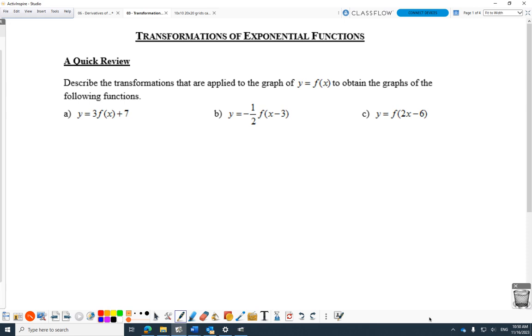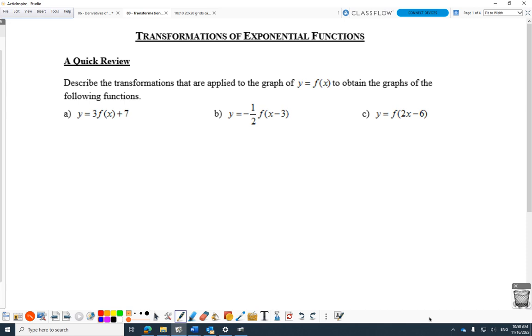Describe the transformations that are applied to the graph of y equals f of x to obtain these graphs. When the f of x is there, just to review, what we mean is, well, I'm not going to tell you what the function is yet. Don't worry, I'll tell you before you have to do anything with it. But if you didn't know what the function was yet, you could still talk about the transformations involved.